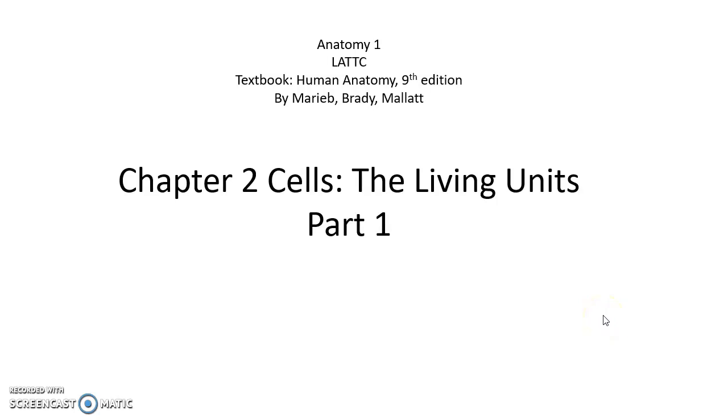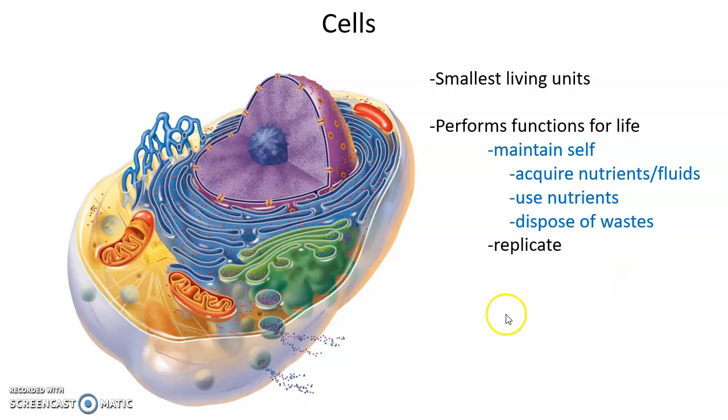Chapter 2, Cells, the Living Units, Part 1. So, the cell is the smallest living structure. Anything that is smaller than a cell is not considered alive. This includes the very structures inside of the cell and things like viruses. Viruses are not considered alive because they are not made of one cell. And of course, we humans are made up of trillions of cells.